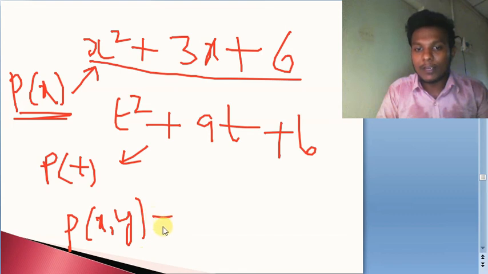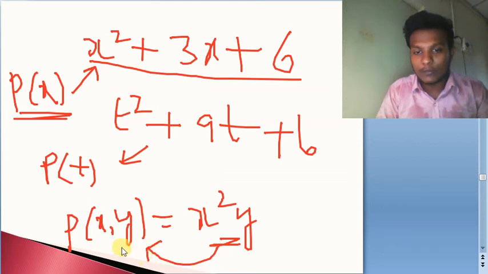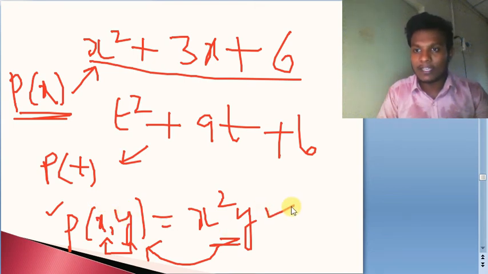There will be two variables, let us say x squared y. Since there are two variables involved, this is how we notate it. This is what we call the notation of the given polynomial. That means there is a polynomial involving two variables. What are the variables? Here, x and y. So this is how we notate the given polynomial depending upon the number of variables.